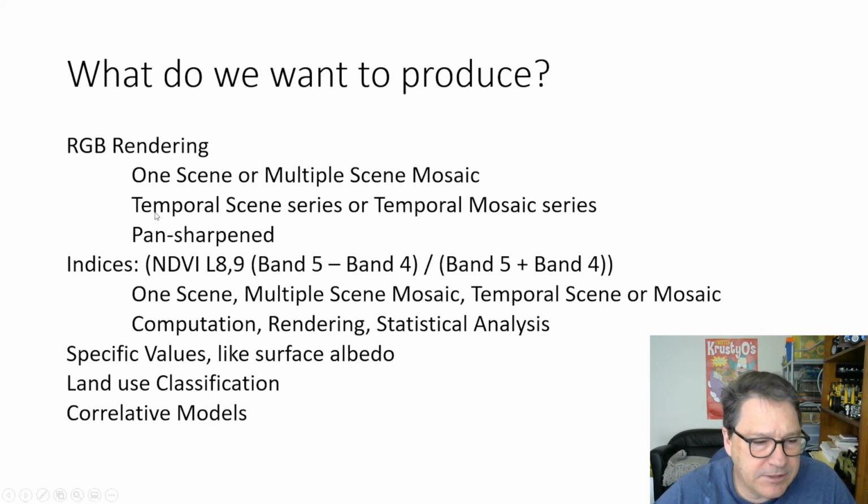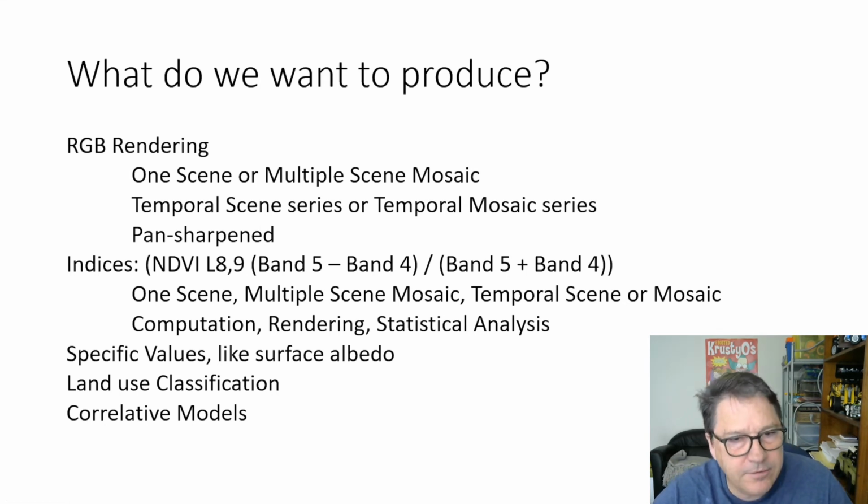What if you have a scene that's been collected every 16 days by the instrument or every 8 days by 2 different instruments, and so you have a temporal stack of these scenes, and you want to see how this scene has changed through time. Well, again, then you're going to want to have your data consistent from one scene to the next, and so you're probably going to want a higher level of processing than digital numbers. Same with a temporal mosaic. And of course, you can also apply your pan sharpening to your RGB rendering, so that's another thing to be considered.